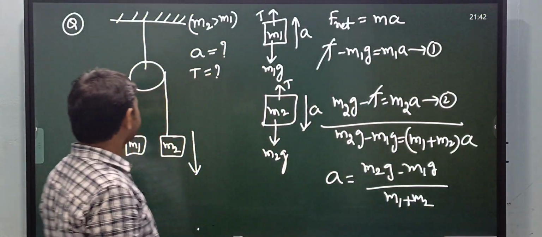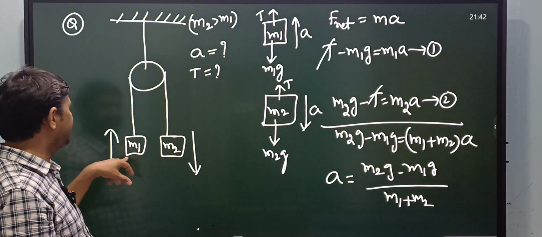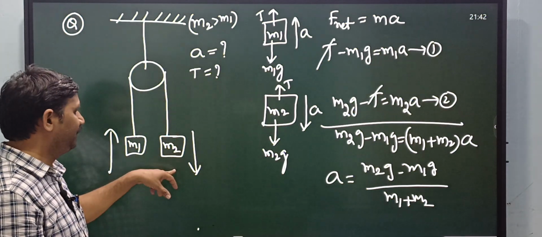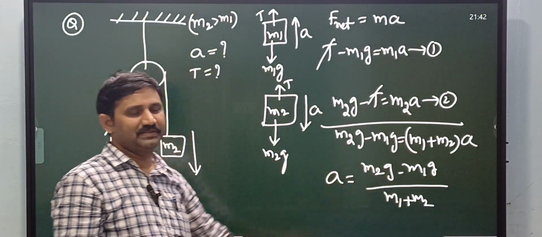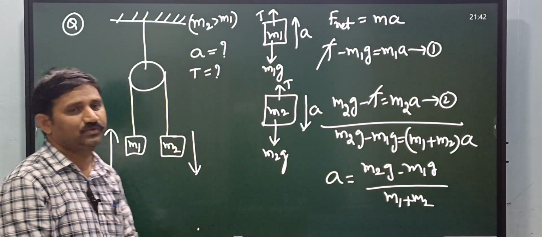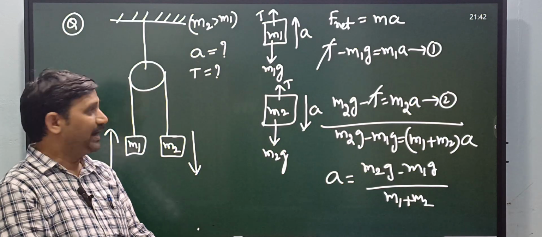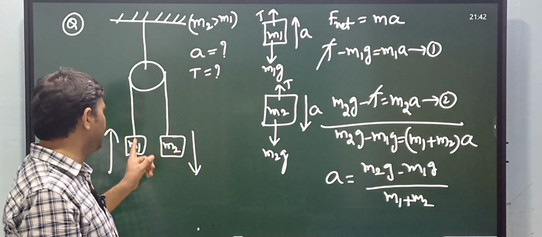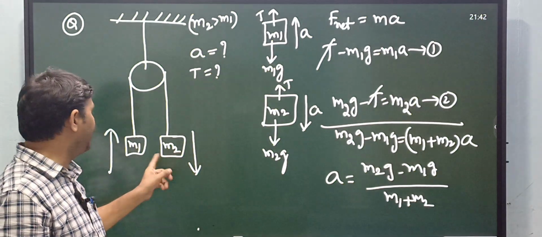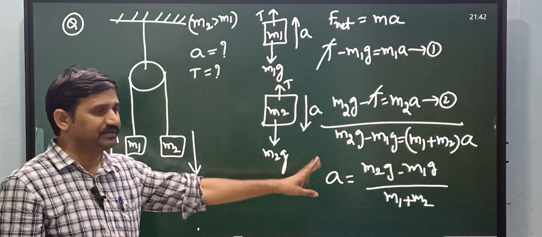Suppose in the question m1 is greater than m2 is given, then what is the acceleration? A is equal to (m1g minus m2g) divided by (m1 plus m2). Tension remains the same, that is 2 m1 m2g by m1 plus m2. And if both bodies have the same mass, that is m1 and m2 are the same, then what is the acceleration? Acceleration A is equal to 0.